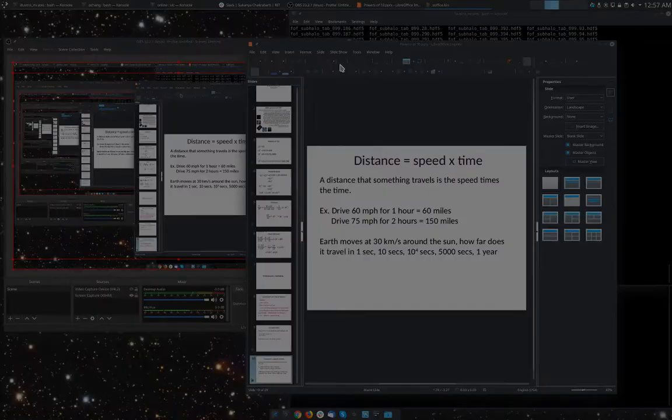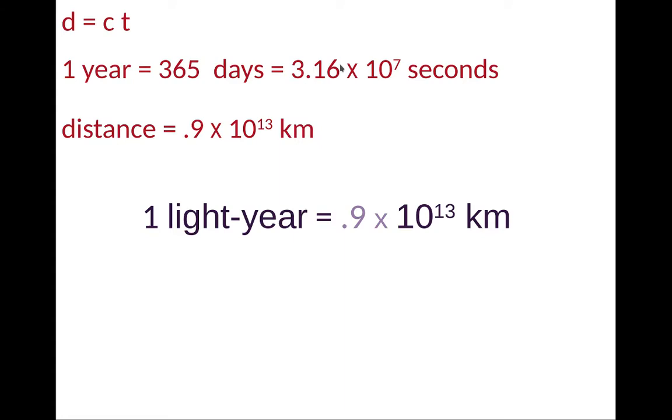Now, in my notes I have 3.16, I just calculated 3.15, 3.15, 3.16, doesn't really matter. And again, they got something very similar. Wait, what is that? Oh, right, this is light speed. So let's do this carefully.